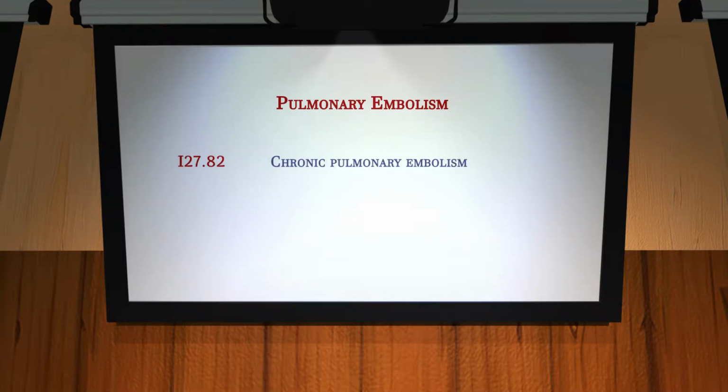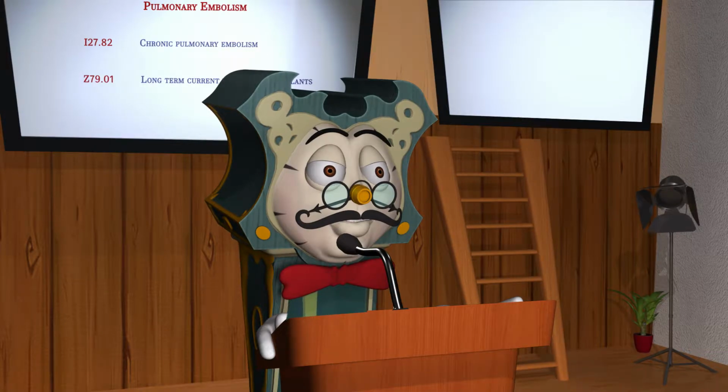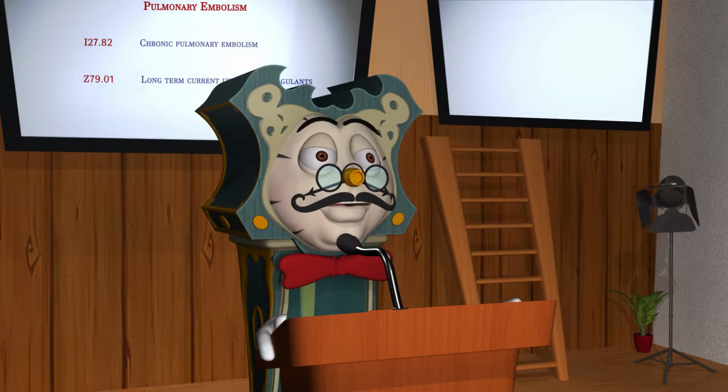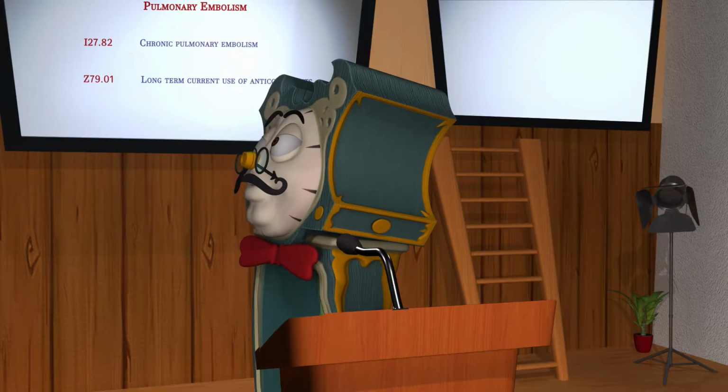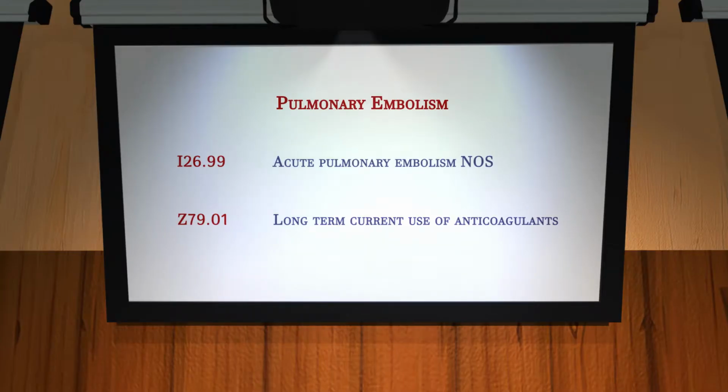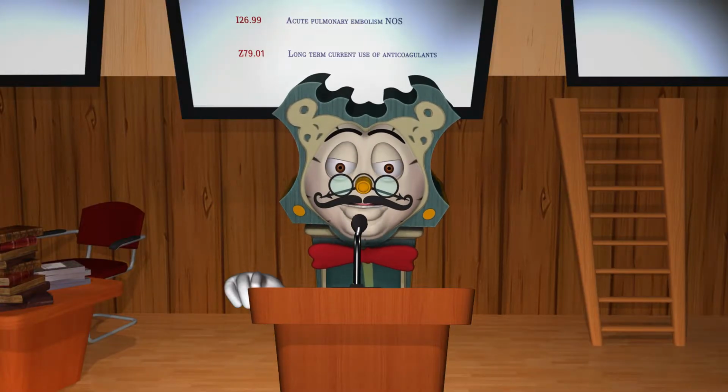I-27.82, ICD-10 for chronic pulmonary embolism, and Z79.01, ICD-10 for long-term current use of anticoagulant if there is a continuous anticoagulant therapy. To code for acute pulmonary embolism, NOS, or not otherwise specified, you would use I-26.99, ICD-10.